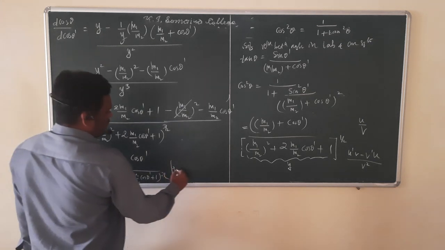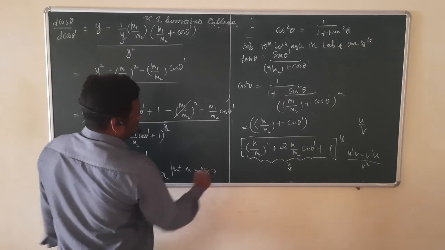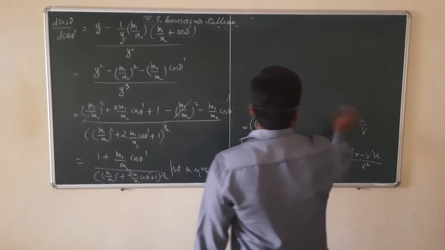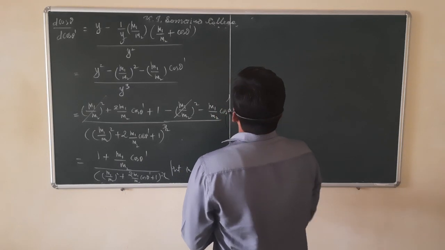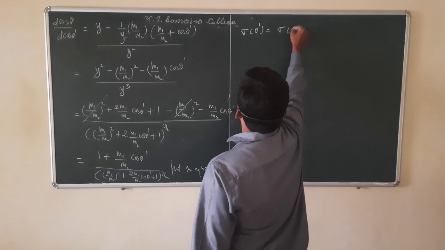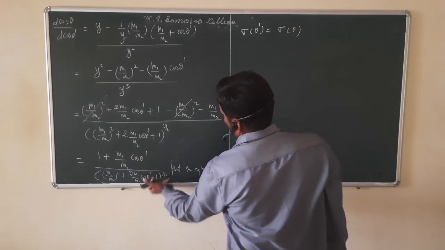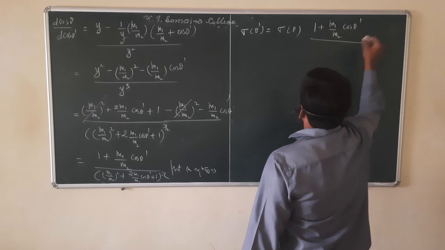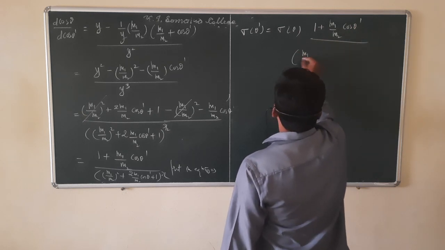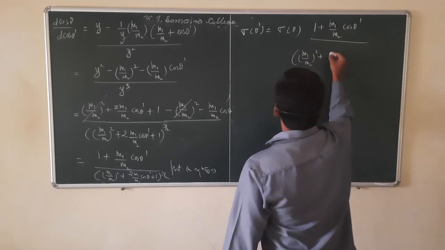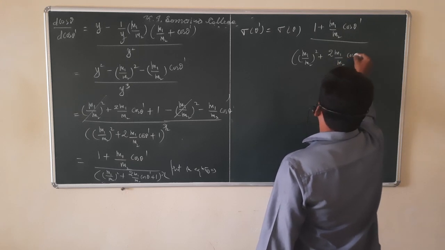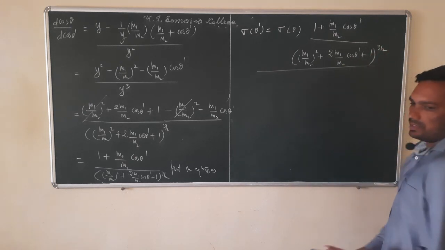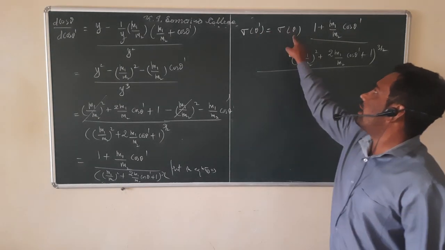Now if you put this in equation 1, we get sigma theta dash is equal to sigma theta multiplied by the derivative of cos theta with respect to cos theta dash. Now this is 1 plus m1 by m2 cos theta dash divided by (m1 by m2 square plus 2 times m1 by m2 cos theta dash plus 1) raised to 3 by 2. So this is the relation between scattering cross section in CM system and laboratory system.